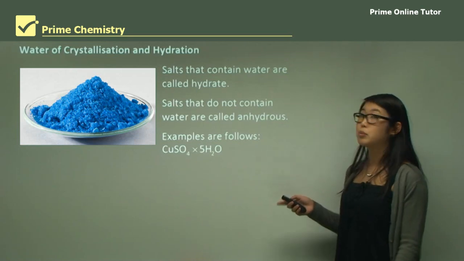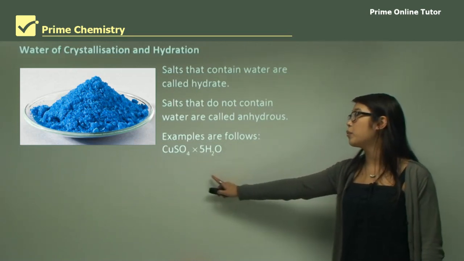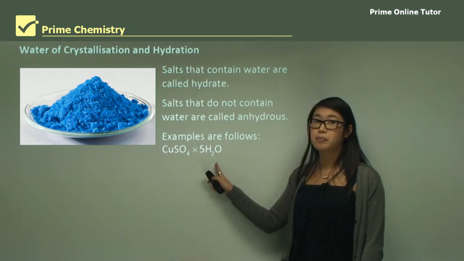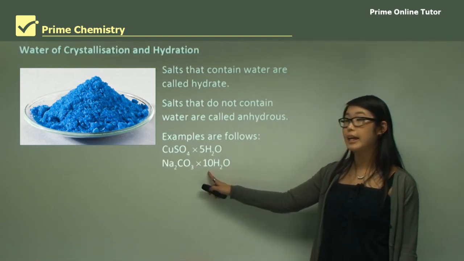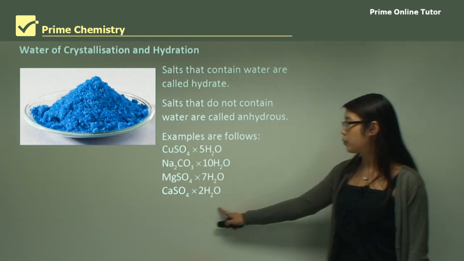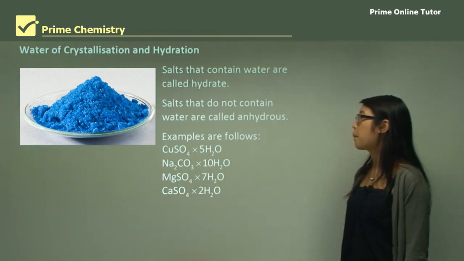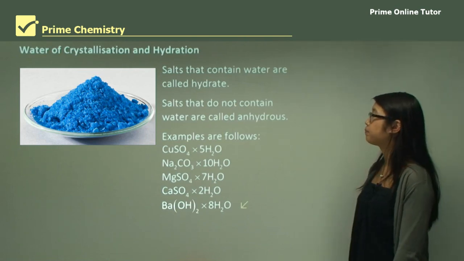Some examples of the hydrates are copper sulfate, which has, for every 1 copper sulfate, 5 water molecules bound around it. And similarly here with 10 and 7. And here, this calcium sulfate will only have 2. And 8 for the barium hydroxide.